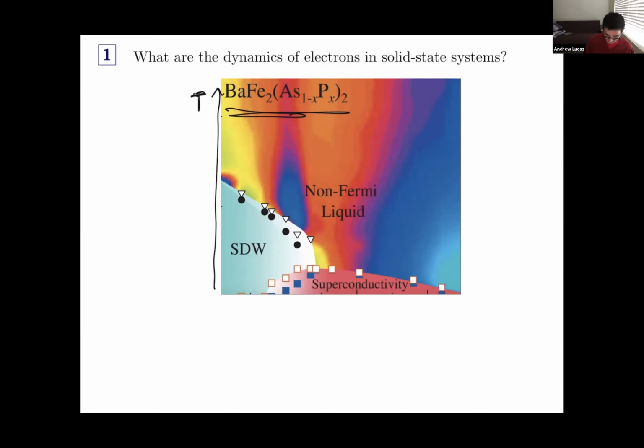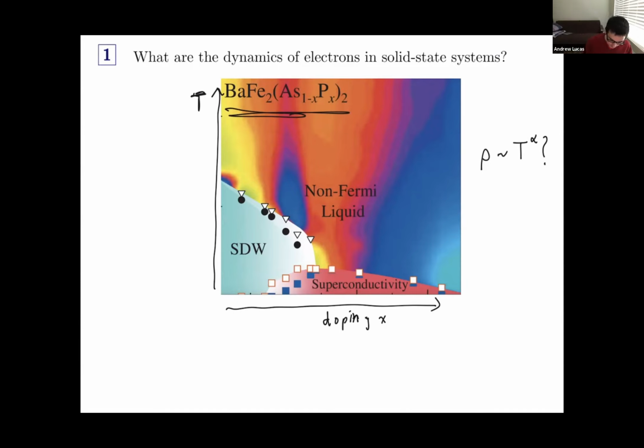So what is this colorful plot? It's a plot of resistivity in some sense as a function of temperature and this chemical doping x. There's the superconductivity at low temperature. At low doping, there's the spin density wave order, but this rainbow of different colors is coming from the scaling of the resistivity of this metal with respect to temperature. So we're basically asking, do we see, for example, rho scaling like T squared or T to the fifth or T linear, what's going on.